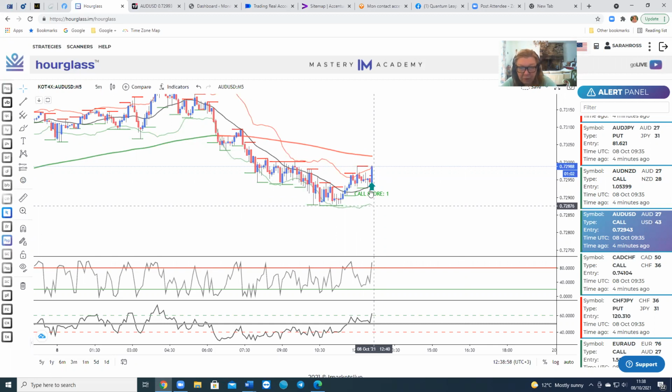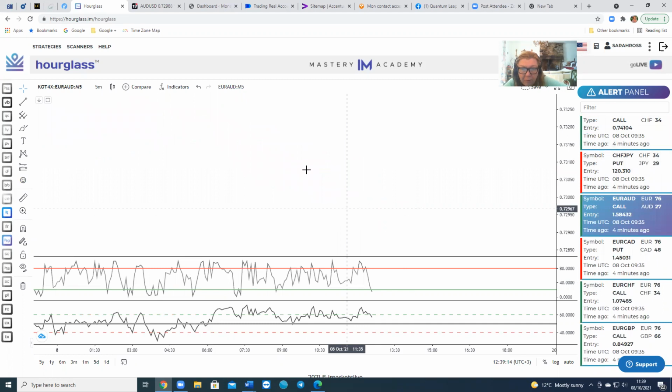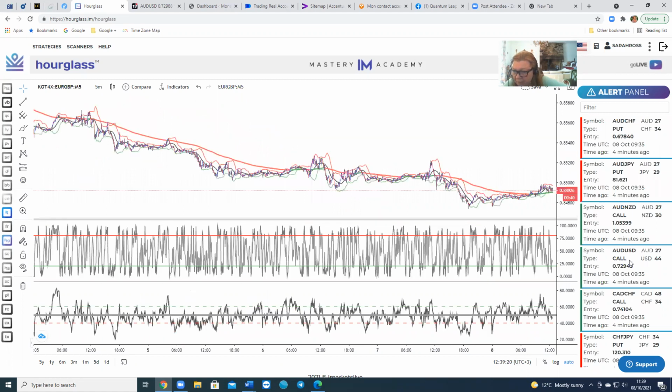So let's just give this one, that is a big candle up. Let's just give this one a minute, but that's 40 minutes past. I might just flick through the other pairs. Euro Ord 76 to 27, so you'd certainly only want to be buying or calls on Euro Ord. It's a very fast pair. It's not one I ever trade on this system.